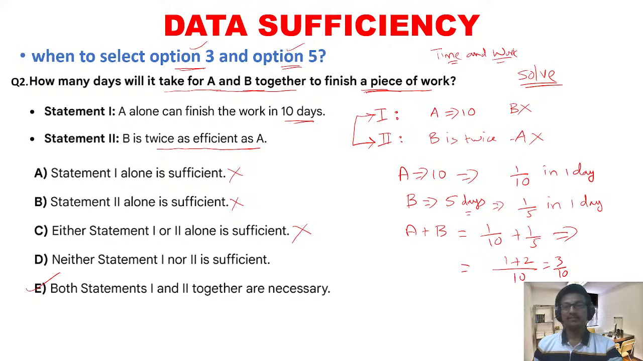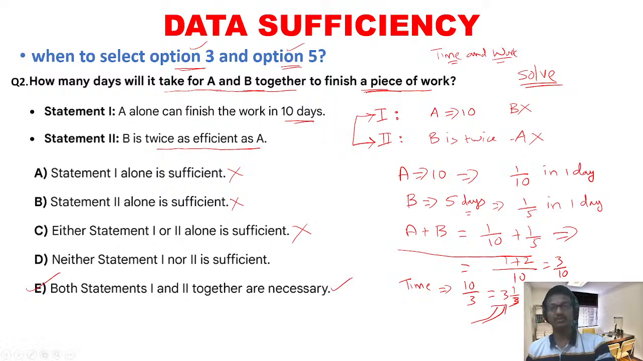Okay, so if they can do 3 by 10th of the work together, then in how many days? The time taken is nothing but the reciprocal of this. So it is nothing but 10 by 3, that means 3 1 by 3 days they take to finish the work together. Yes or no? Okay, so this is not required actually. Finding this kind of solution is not required. From this itself, you can say that both statements 1 and 2 together are necessary to find the solution.